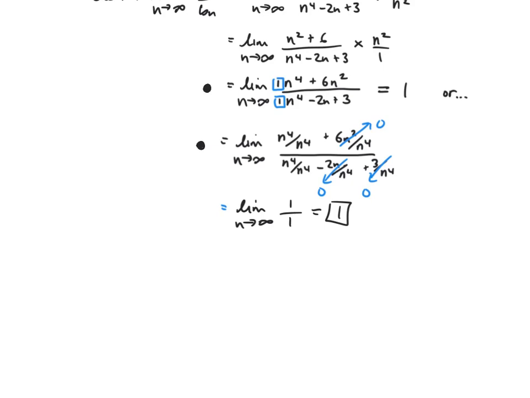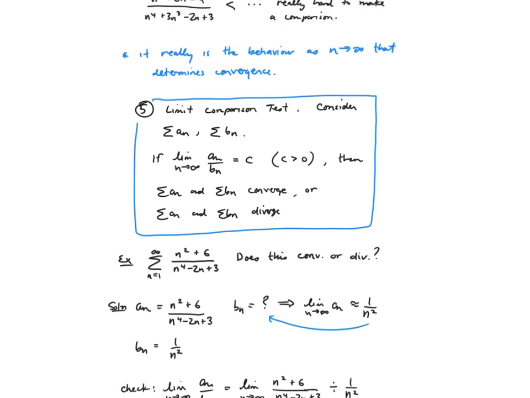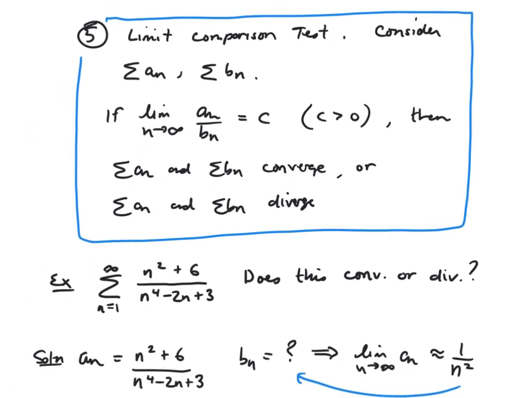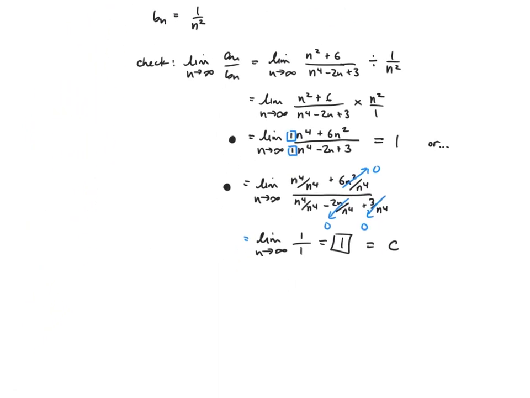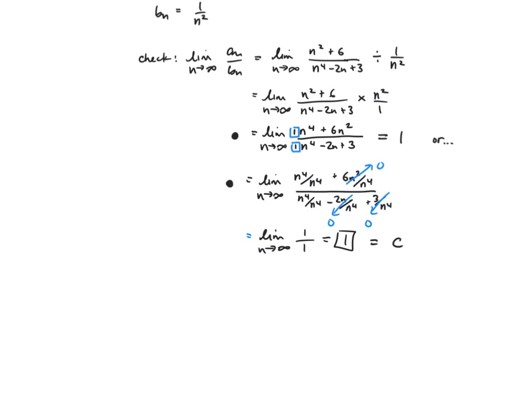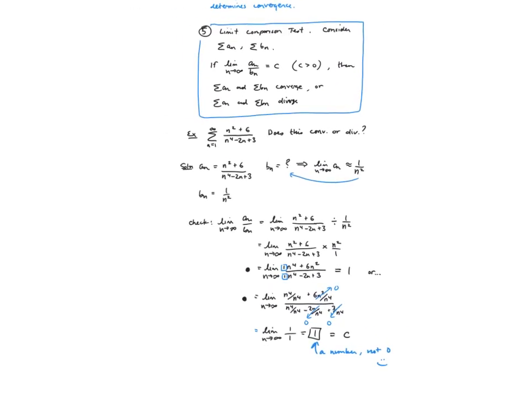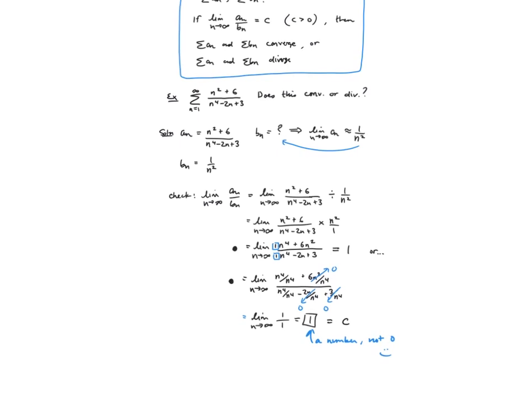Now this 1 is equal to my c value in the statement of the theorem. So this limit equaling c, I need that to be a number and not 0. So I go down and it's 1. And so clearly this is a number. It's not infinity, and it's not 0. And so that means it satisfies the condition of the limit comparison test.